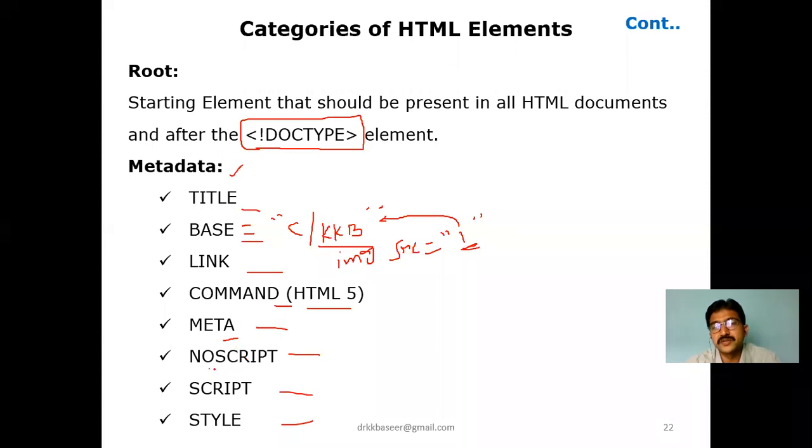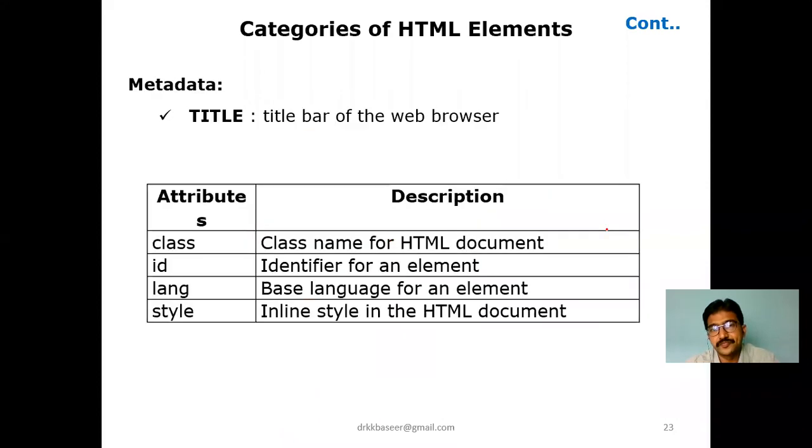And noscript and script, we'll discuss more when we talk about JavaScript. And style is nothing but CSS. There are separate topics for the cascading style sheets, where they talk about what type of style you are going to use, whether internal style, external style or inline style. Where they use that, that element is called the style element. So the elements under metadata are title, base, link, command, meta, noscript, script, style. Clear?